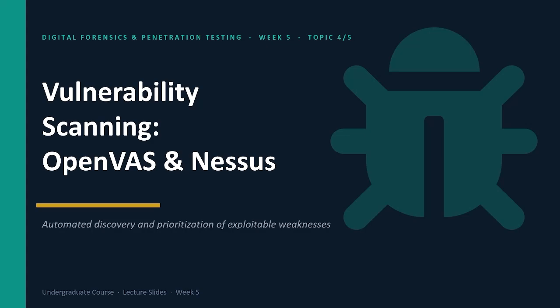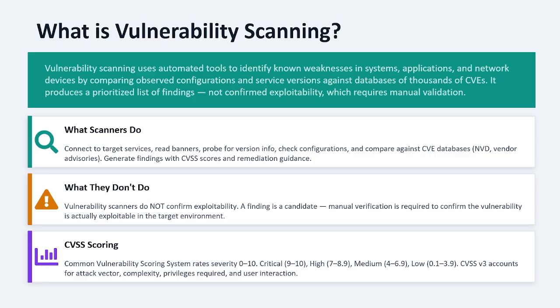All right, so now let's talk about vulnerability scanning. There are two common tools out there, and there are several others, but OpenVAS and Nessus. These are two automated tools for finding vulnerabilities. So what is vulnerability scanning?